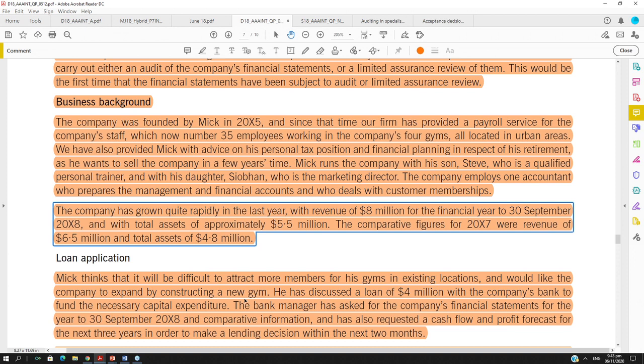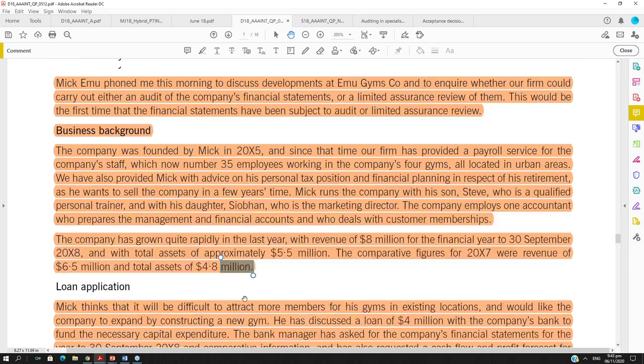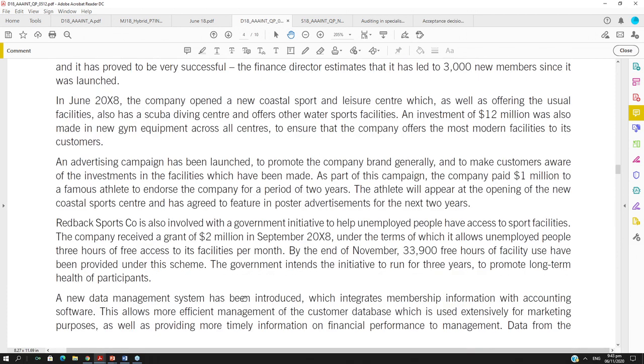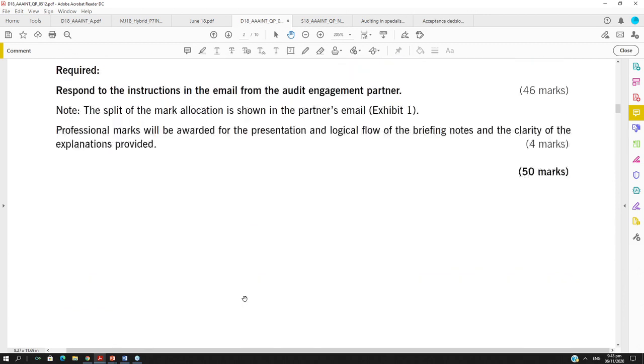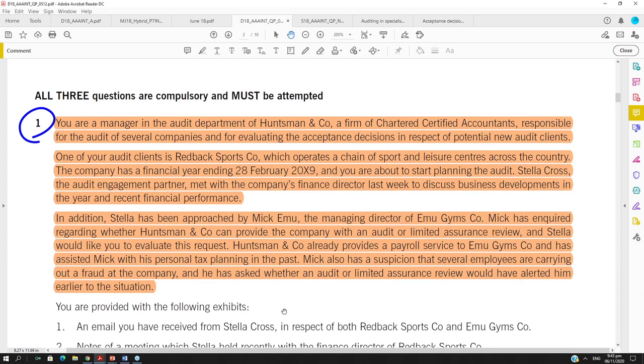Okay, now tell me, are you a clever student or a weak student? If you are a clever student, we are missing a very important point. Let's go back to the introductory page. For a purpose, I asked you to read the introductory page before coming to exhibit number 4. Now tell me, on the introductory page, are we the auditor of the Redback Sports Company? And do you believe the Redback Sports Company is also offering gym services and gym facilities?